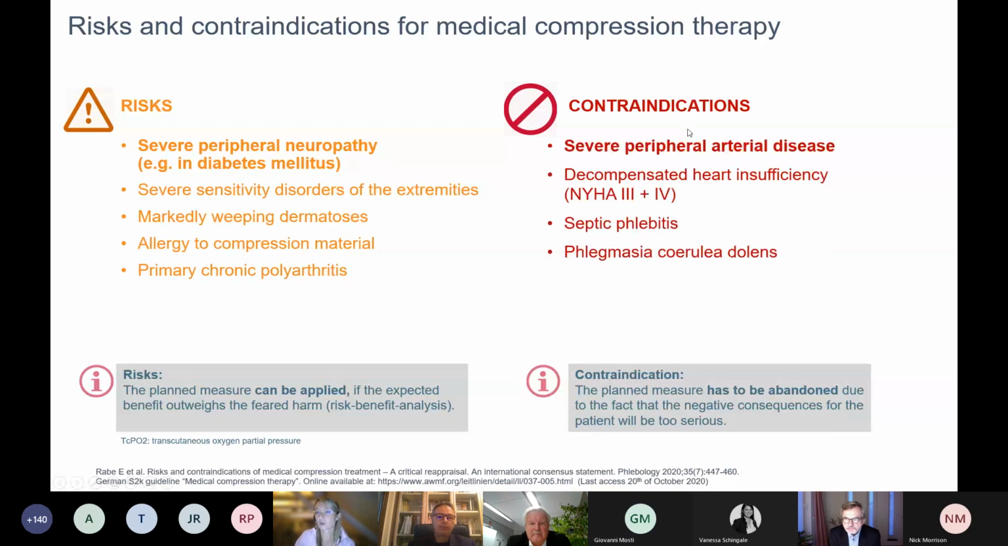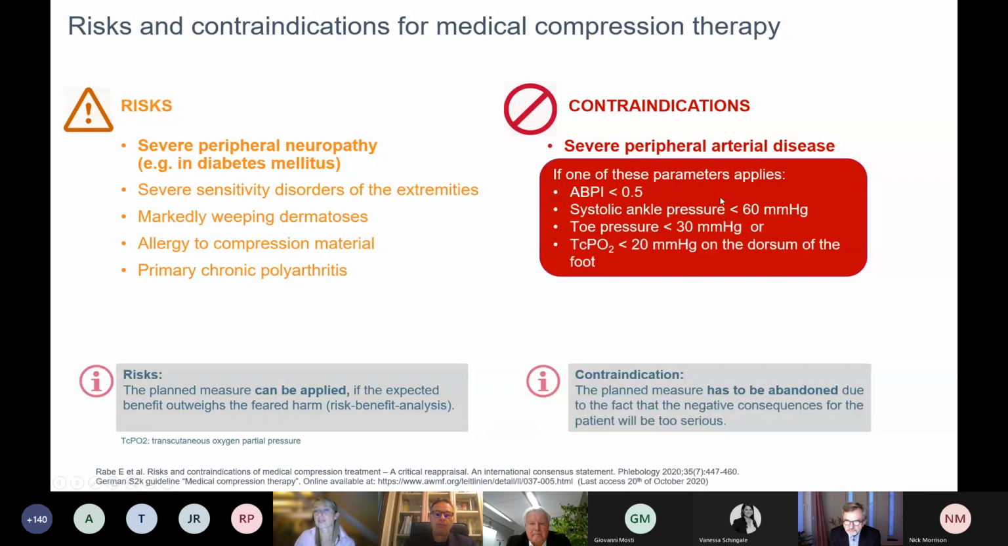On the other hand, we have absolute contraindications, and we all know that severe PAD is an absolute contraindication. And although now we have this great definition of what is really a severe PAD, and the definition was done by several key opinion leaders also present here in the virtual room, and although we know these parameters quite well, there is still this uncertainty in patients with mild to moderate PAD. So in my opinion, we have these two risk groups of patients, namely the patients with severe PNP and diabetes mellitus, and also the patients with mild to moderate PAD.